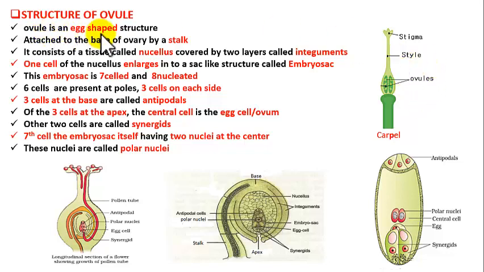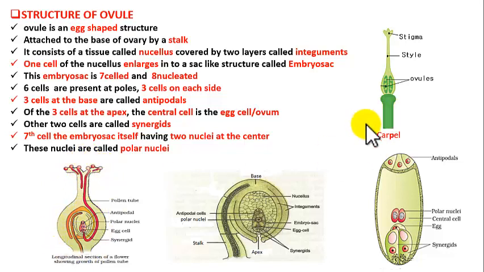An ovule is an egg-shaped structure. You find one ovule here. So this is the one ovule, and it is like an egg. Students, there may be many ovules in a carpel, or sometimes only one ovule in a carpel. So this is a carpel containing one ovule.